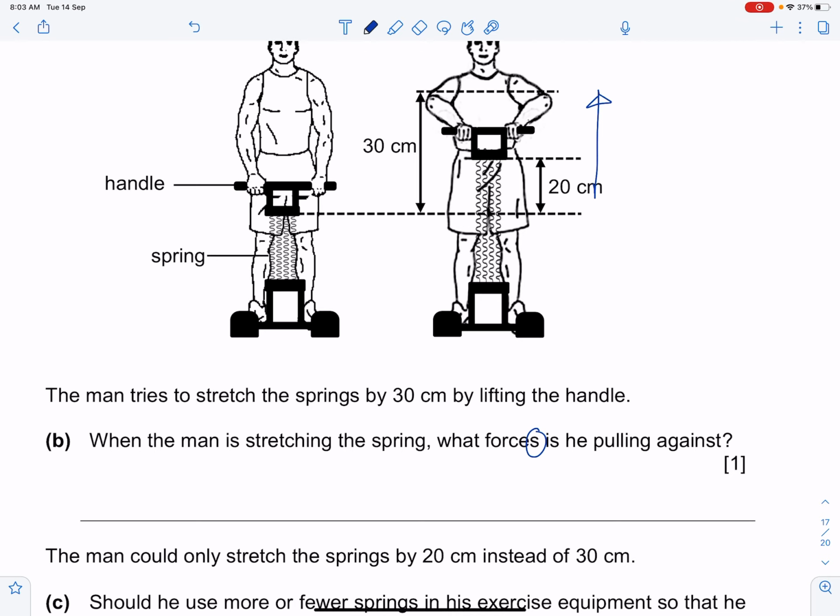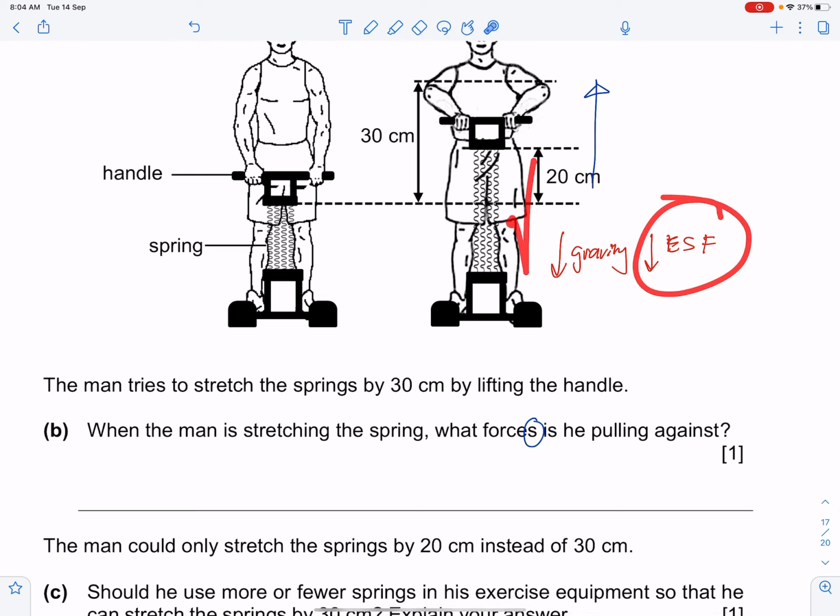The first, most obvious force would be your gravity that is pulling everything down to earth. The second force is your elastic spring force, correct? So there are two that you need to say. Because as he pulls upwards, your elastic spring force will be pulling it down. And that's what provides this machine the resistance.